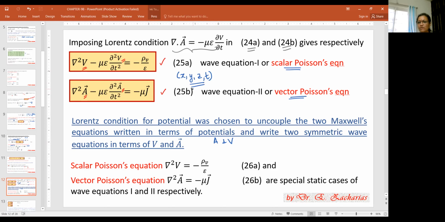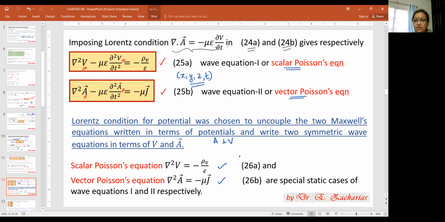So now if you have to rewrite this in statics, what will happen? Time dependence is simply not going to be there. Look at equations 26a and b. You will have del square V is equal to minus rho v by epsilon, and del square A is equal to minus mu J. These are the two special static wave equations 1 and 2. So now you see how beautifully from the dynamics you are able to get your static equation quite simply.